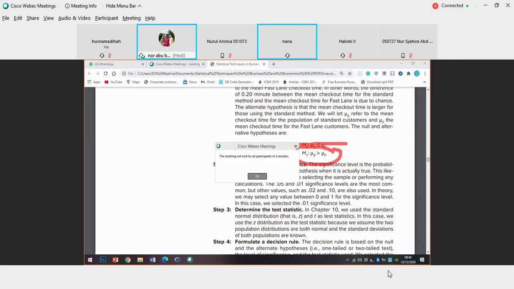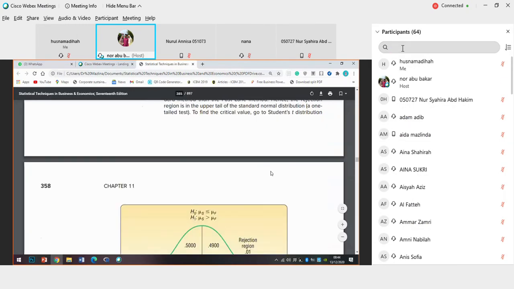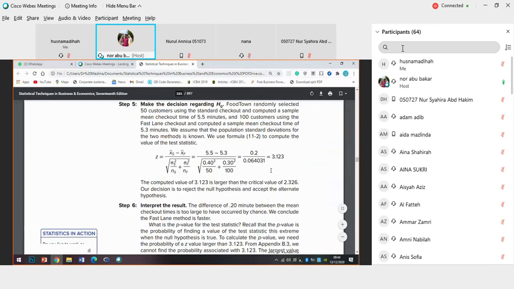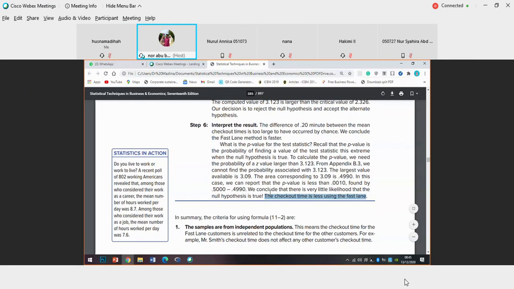Okay, dalam masa 5 minit lagi kita akan stop dan balik ke WhatsApp. Okay? Okay, now since we already rejected H0, so we know that mean for standard lane is bigger than mean for fast lane. Okay, jadi bermaksud awak punya method tu sangat berjaya lah sebab dah kurangkan waktu untuk check out. Okay, so the check out time is less using the fast lane.